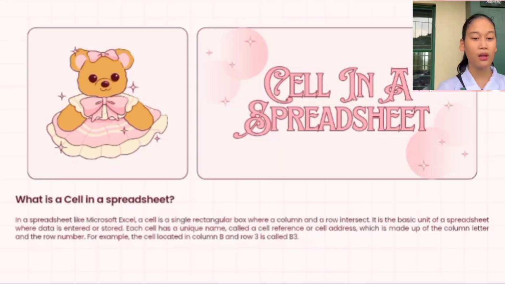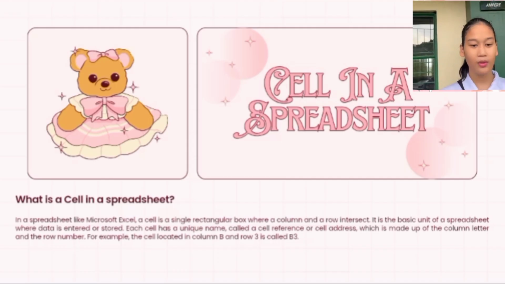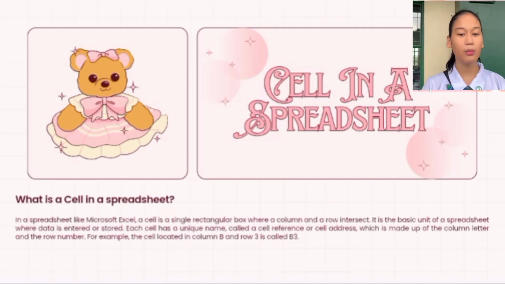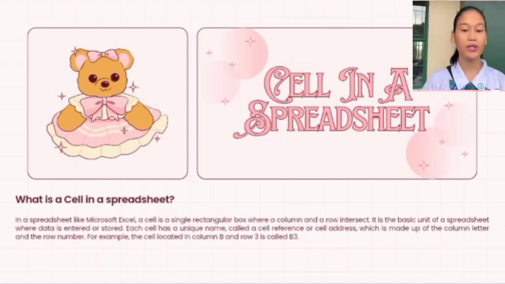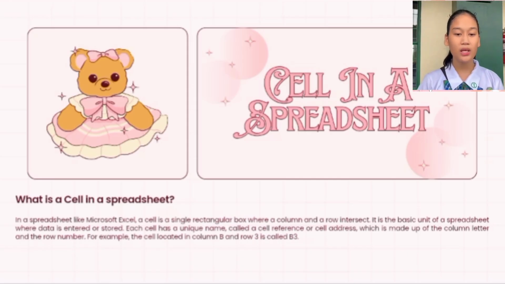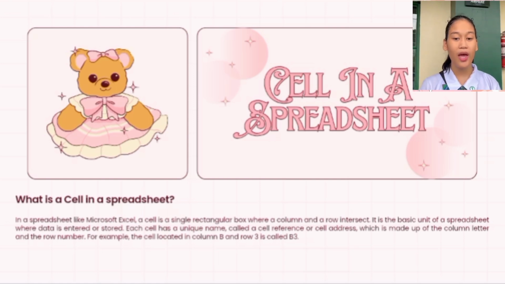Cell in a spreadsheet. What is a cell in a spreadsheet? In a spreadsheet, like Microsoft Excel, a cell is a single rectangular box where a column and a row intersect. It is the basic unit of a spreadsheet where data is entered or stored. Each cell has a unique name called a cell reference or cell address, which is made up of a column letter and a row number. For example, the cell located in column B and row 3 is called B3.